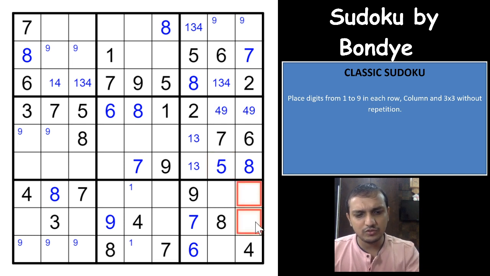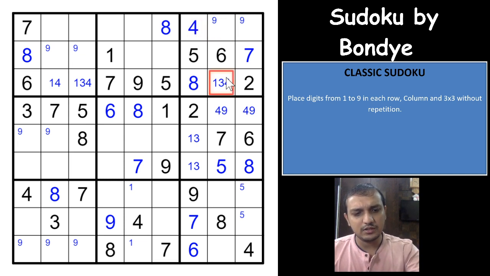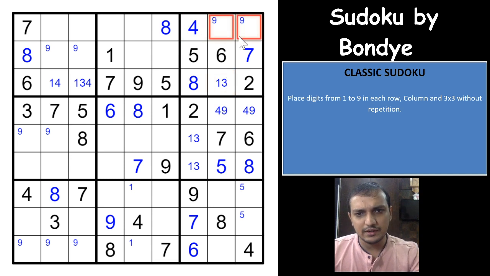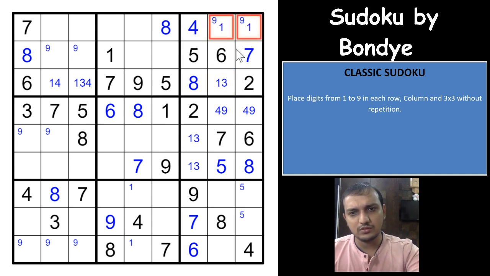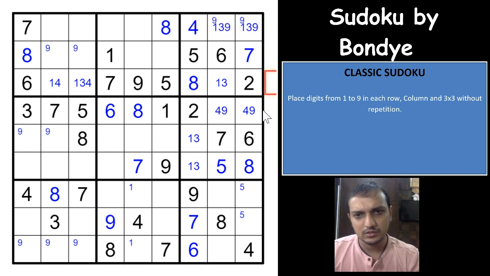That's nice. That gives you a 5 in one of these two cells. So this 1, 3 will give you a 4 here, and that eliminates 4 from this cell as well. And 1, 3, 9, right? So 1 and 3 and 9.